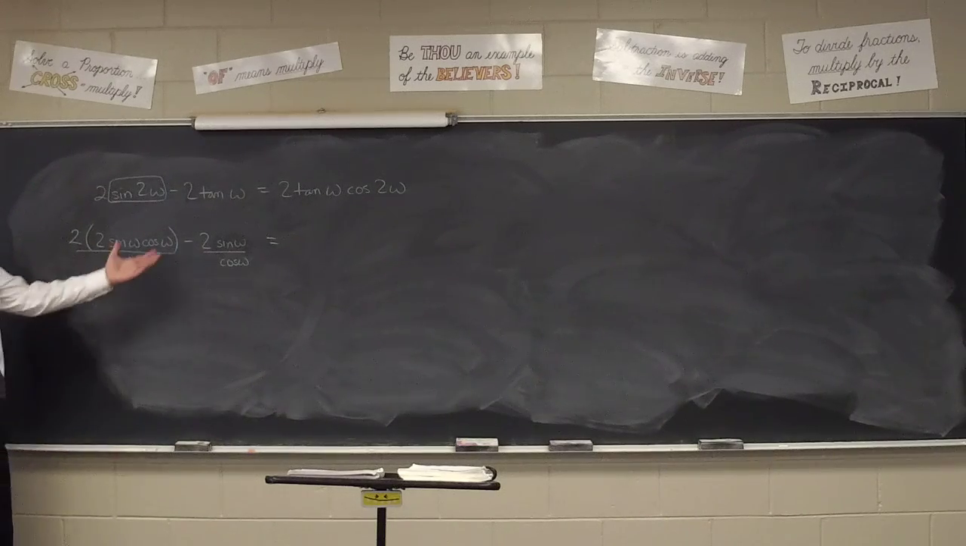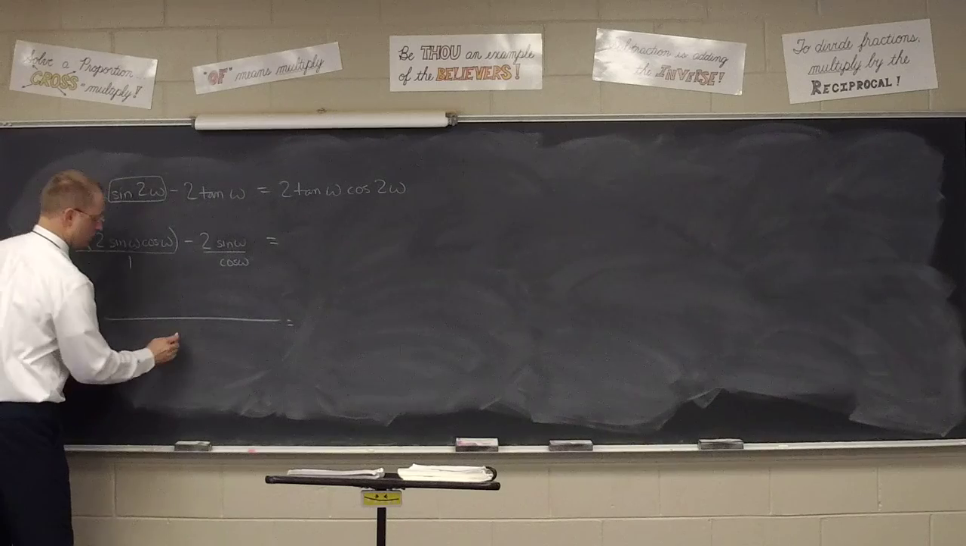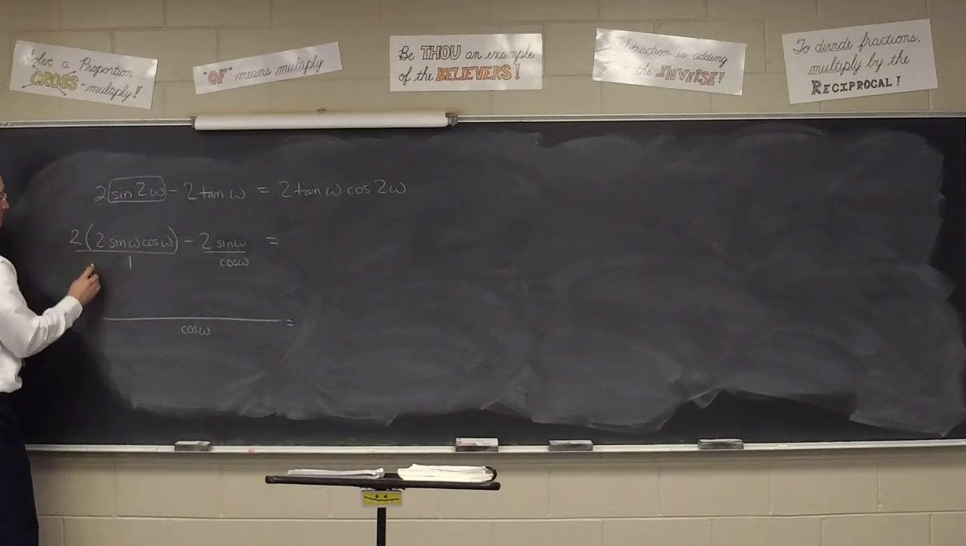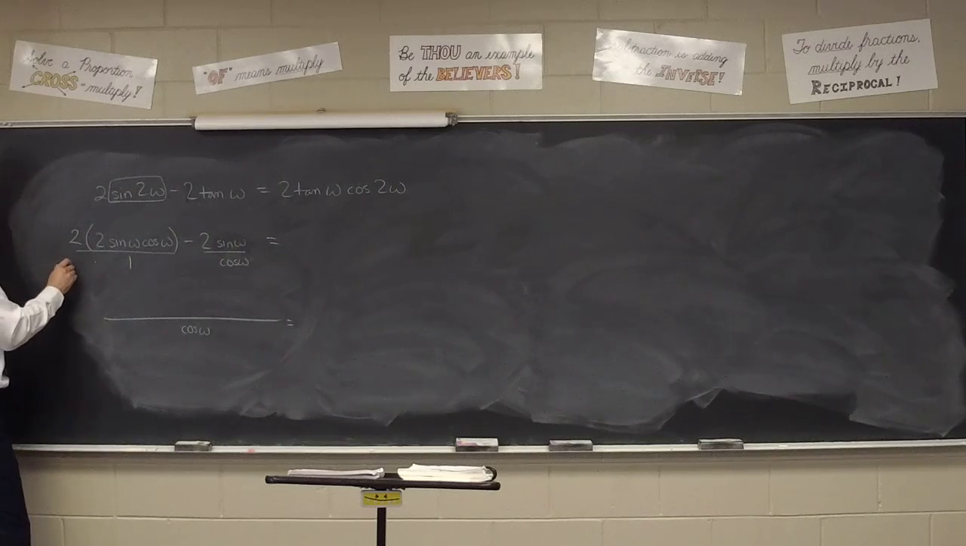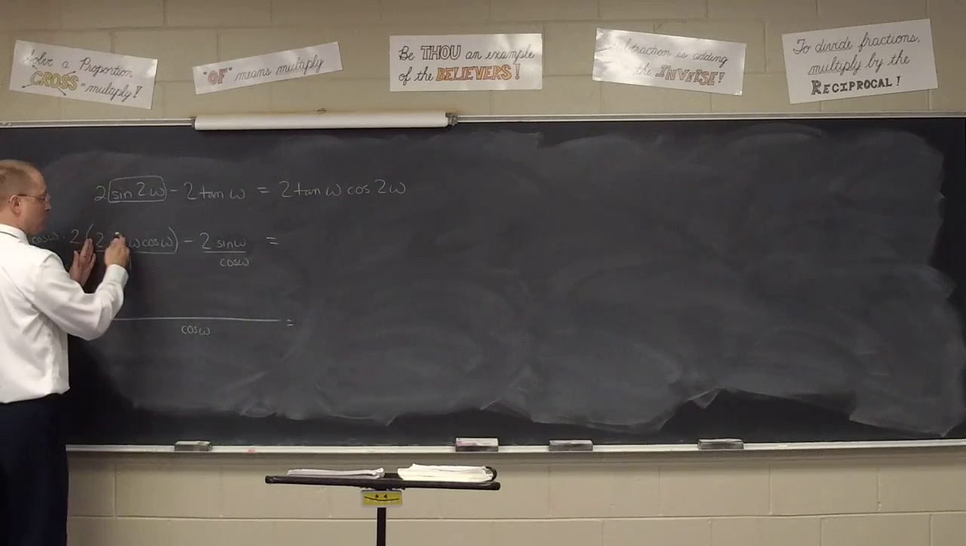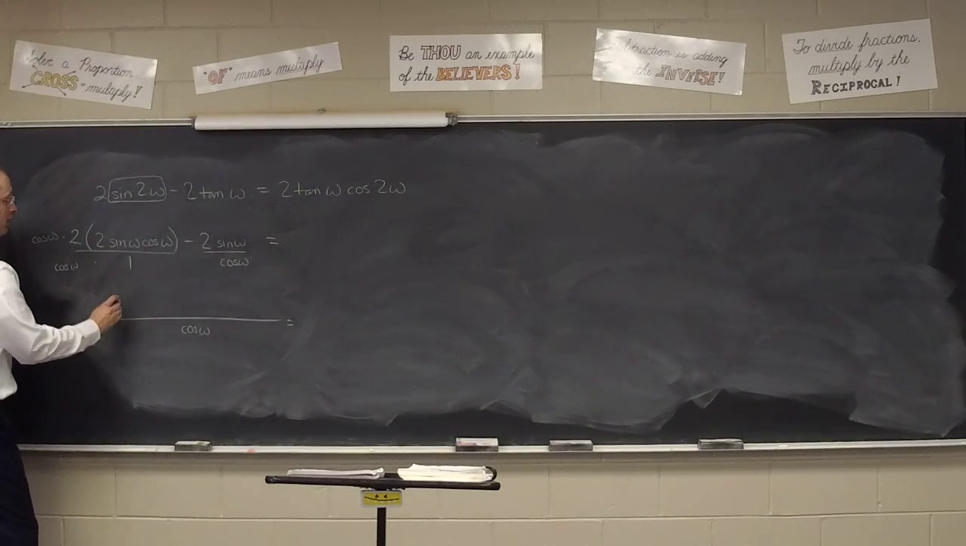What do we do if we try to subtract 2 fractions? Get a common denominator. Let's draw a big long line. What goes under the big long line? Cosine omega. And to change a 1 into a cosine, multiply it by cosine, and what you do to the bottom, you do to the top. So here I've got a cosine omega and a 2 being multiplied by 2 sine cosine. So what does that end up giving me?